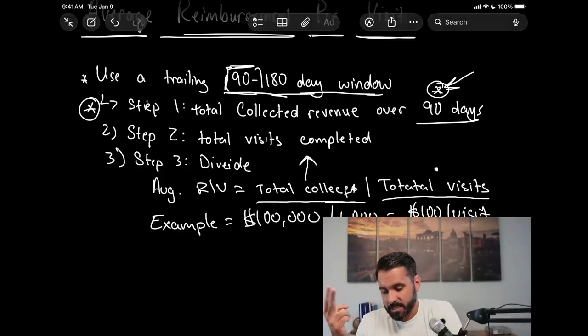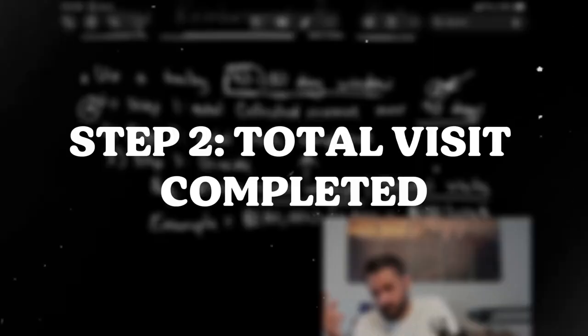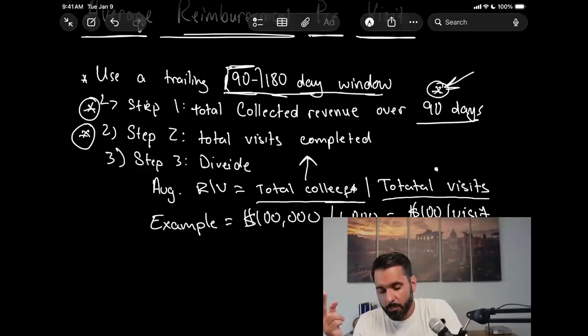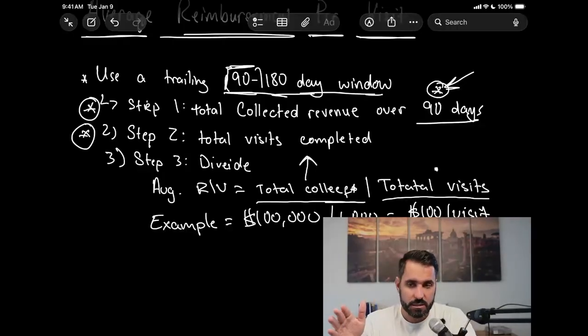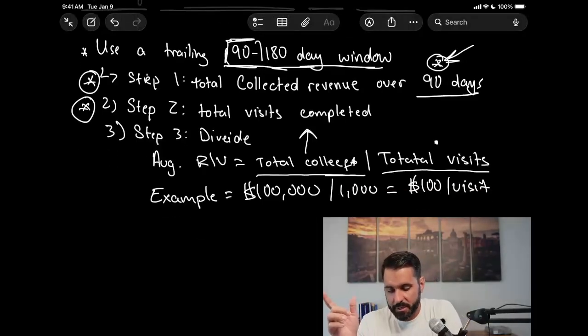Step two is you're going to look at how many total visits you completed within that 90-day window. Now, this is going to be, like I said, a little bit back of the napkin. And then step three, you're just simply going to divide.